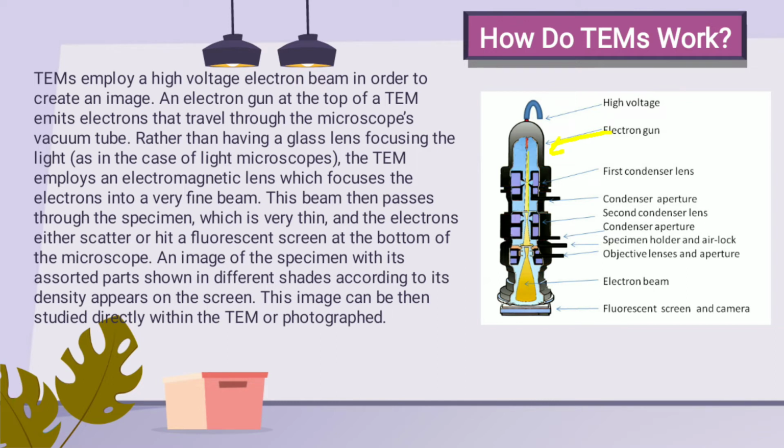This beam then passes through the specimen, which is very thin, and the electrons either scatter or hit a fluorescent screen at the bottom of the microscope. An image of the specimen with its assorted parts, shown in different shades according to its density, appears on the screen. And this image can then be studied directly within the transmission electron microscope or photographed.